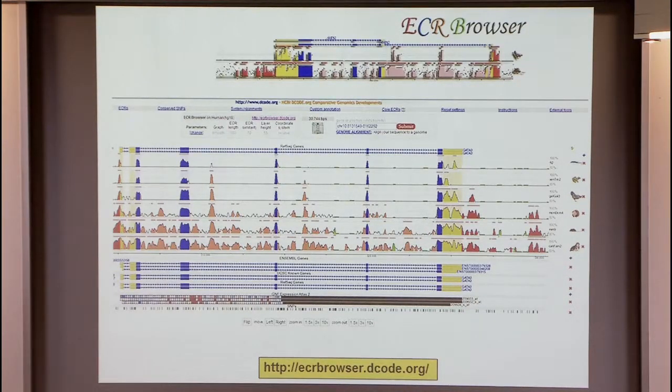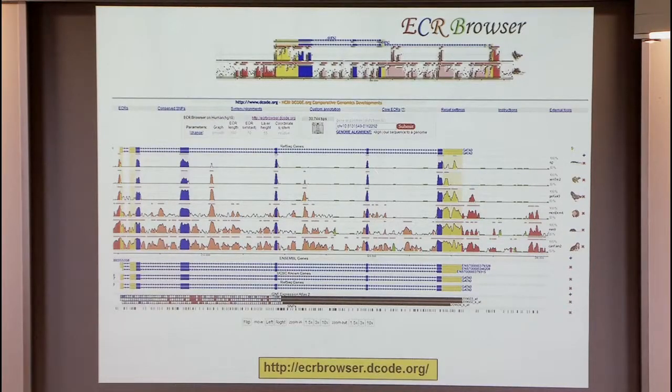And there's also the UCSC genome browser that allows you to use this. Also, the ECR browser is really web-based and very easy to use. What it does here, for example, is compare human to fish, frog, chicken, opossum, mouse, and dog. Each one of these tracks is a comparison to one of them.